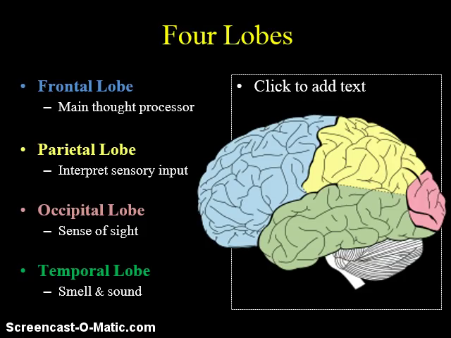Your frontal lobe is the largest lobe. Think of it as your main thought processor. It allows you to be creative, use your imagination, problem solve, and plan for the future. It's what separates us from many other animals in regard to what we're capable of doing, higher order thinking skills.